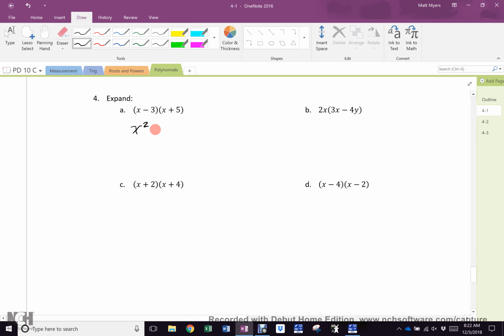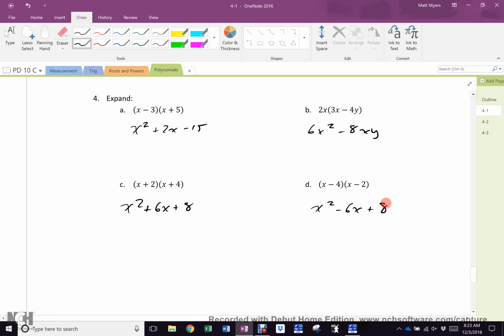X squared plus 2x minus 15. 6x squared minus 8xy. X squared plus 6x plus 8. And x squared minus 6x plus 8.